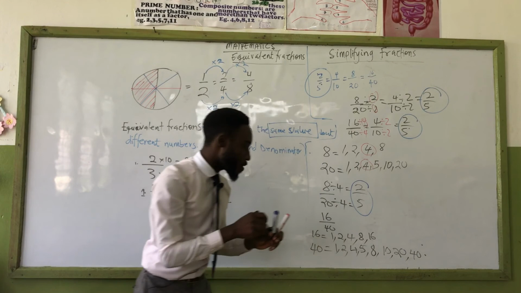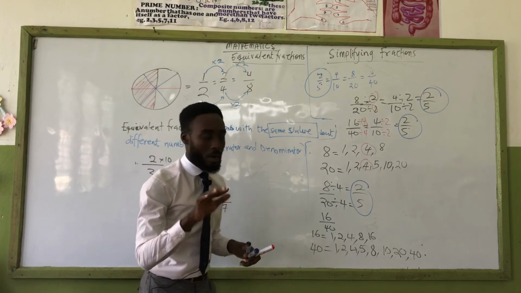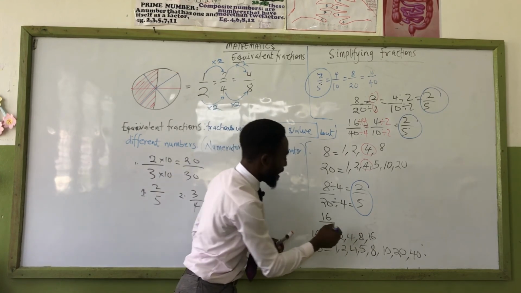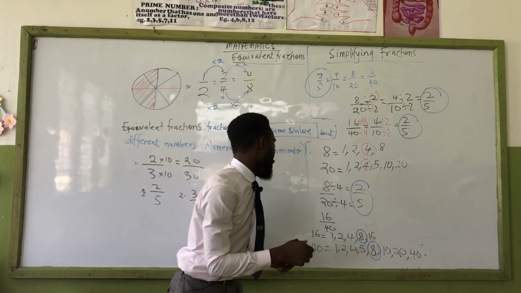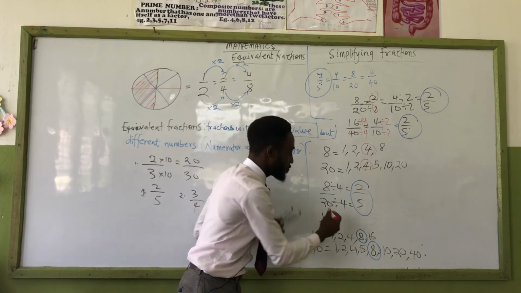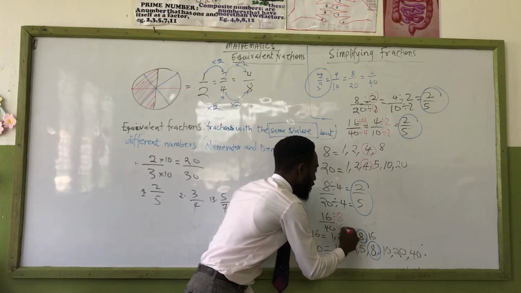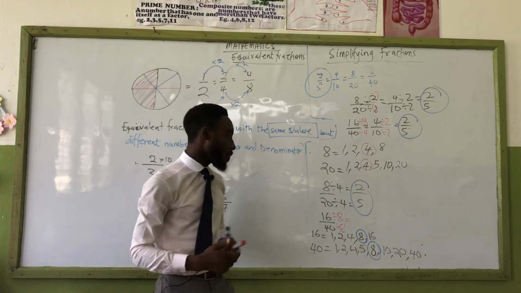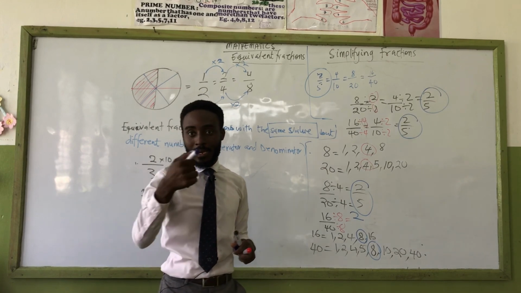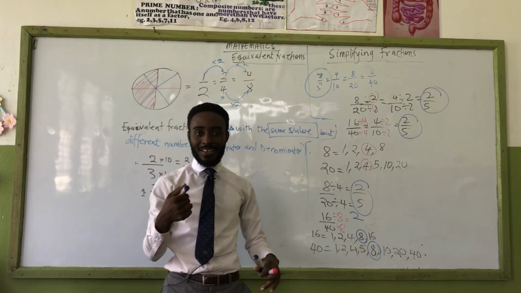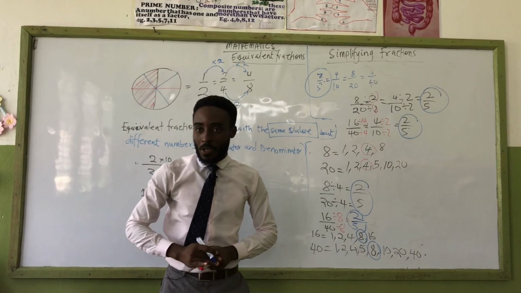Is that okay? So what's going to be the highest common factor here? 8. Okay, so we have 8. Bella, are you following? Alright. So we divide the top and the down by what? By 8. Okay, what's 16 divided by 8? 2. So 2. 40 divided by 8. 5. So we've arrived at the same point in just one step. Do we get it? Alright.